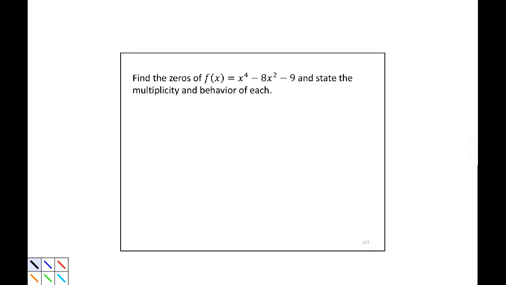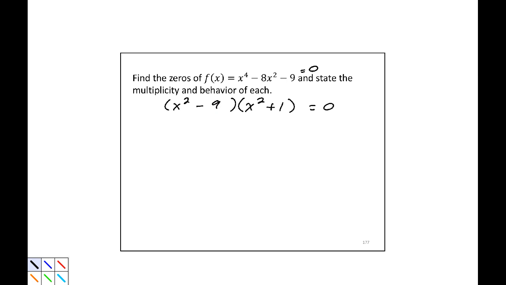Our next example says to find the zeros of f of x equals x to the fourth minus 8x squared minus 9, and state the multiplicity and behavior of each. Well, this is actually a polynomial in quadratic form. So this will factor as x squared and x squared, and then we need two numbers that multiply to be negative 9 but add to be negative 8, which would be a minus 9 and a plus 1. I set the original function equal to 0, then it factors as x squared minus 9 times x squared plus 1, still equal to 0.